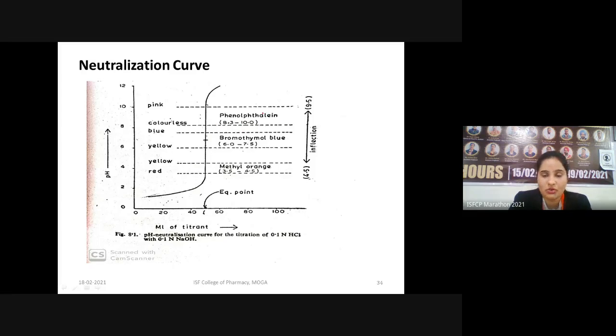So this particular point at which a sudden pH change is observed is known as the point of inflection. We can say that from 4.5 to 9.5, where the sudden change in pH is observed, is known as the point of inflection. This is the particular point where inflection is observed, and these indicators which are sensitive at this particular inflection interval can be used as indicators in the titration of strong acid and strong base.